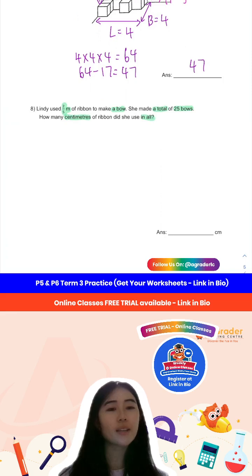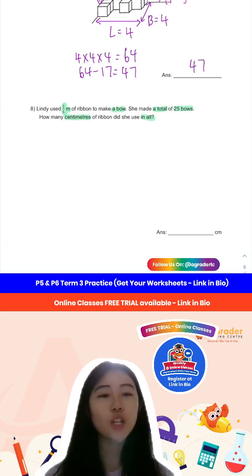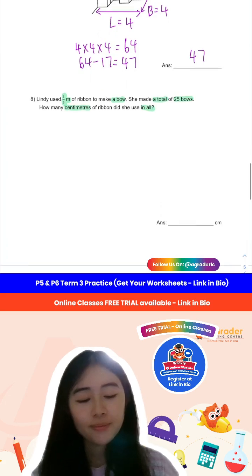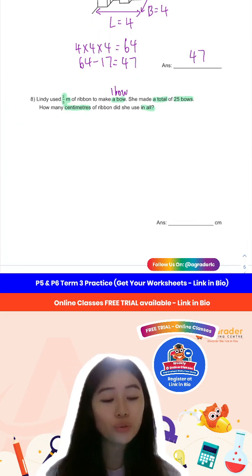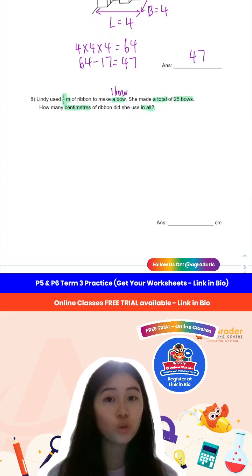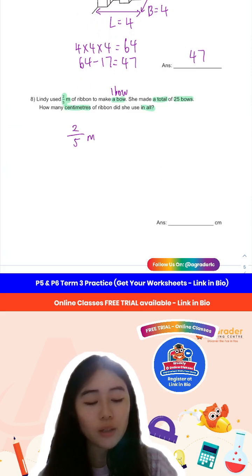Okay, are you guys done sending in your answers? Let's check. So for one bow, it is 2/5 meters. So if you want to find 25 bows, you should multiply by 25. So that's what I'm going to do: 2/5 meters times 25.